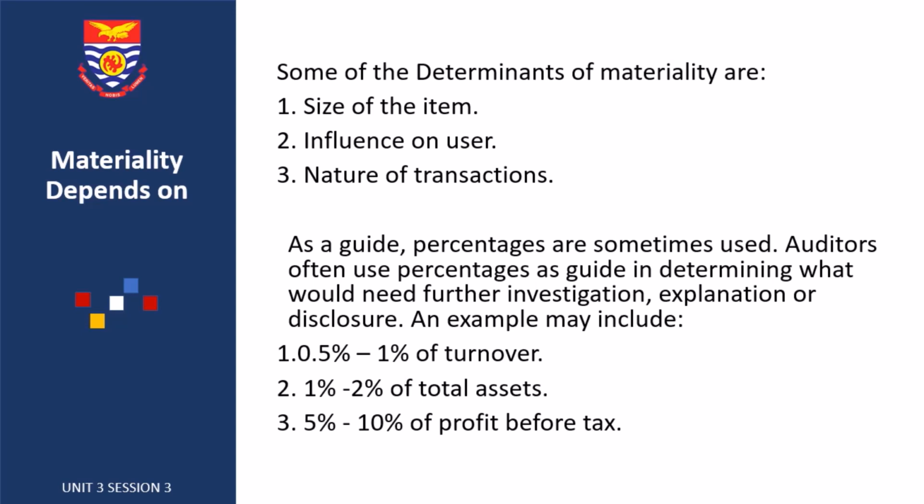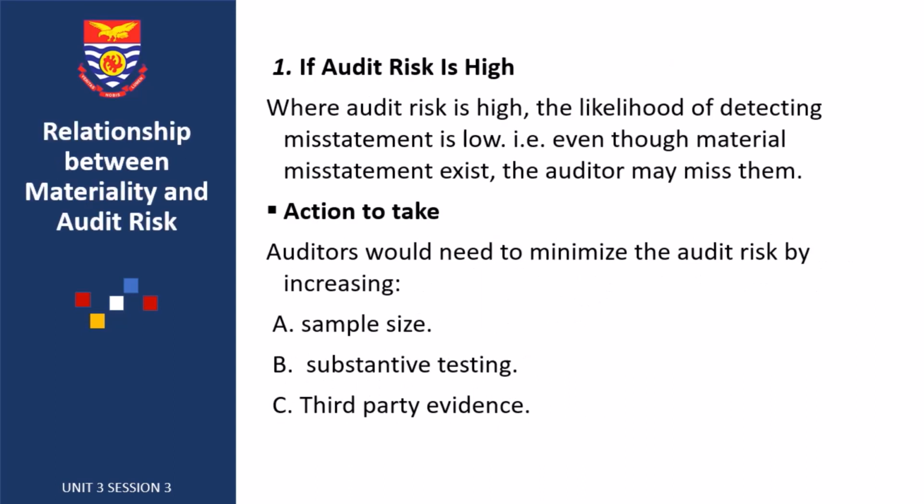An example may include that you want to set materiality for the financial statement, such that if the item falls within 0.5% to 1% of turnover, which is your revenue, then it is material. If it falls within 1% to 2% of total assets, then that is material. And from 5% to 10% of your profit before tax, then that is material. So it depends upon what, and all this must be set before the audit actually begins.